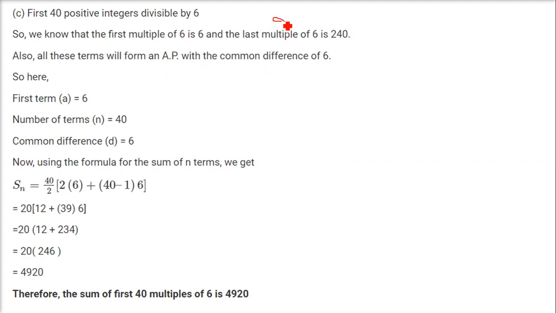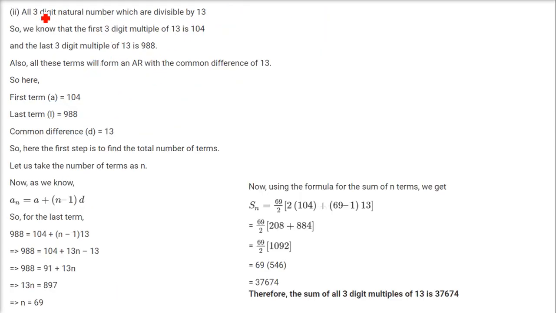Just use the formula. Here a and d will be equal to 6, and S40 we have to find out. Next question: all three digit natural numbers which are divisible by 13. So what is the first number which is 3 digit? 100. What is the last 3 digit number? 999. And what is the first number which is divisible by 13? It is 104. And what is the number which is previous to this one, which is divisible by 13?